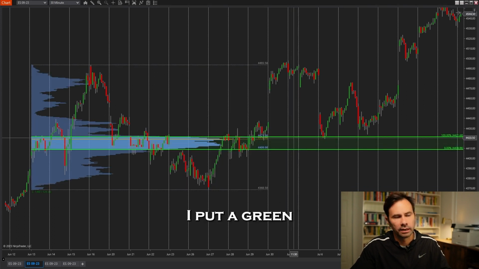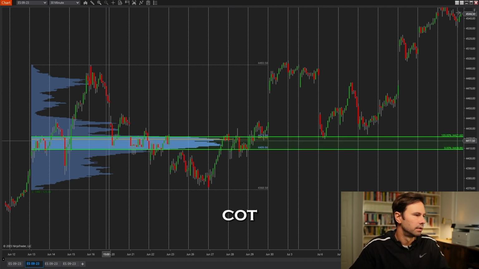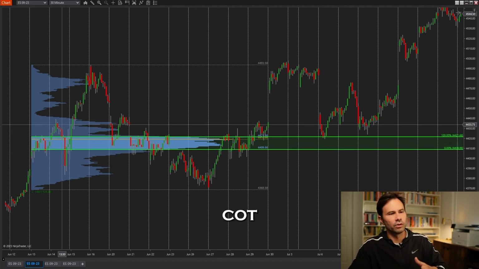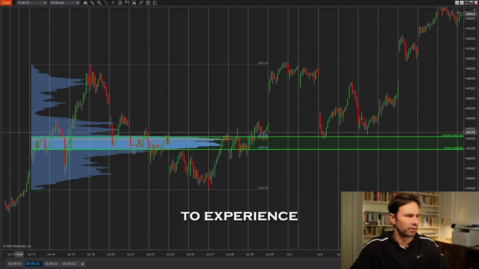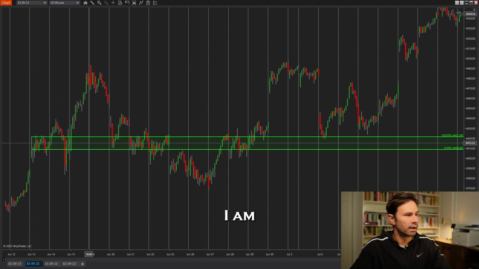I put a green zone here. That's a demand COT. Okay, and I distinguish demand COT from resistance or support. I put different colors, etc., etc. All right, so this is the value area that I am considering.